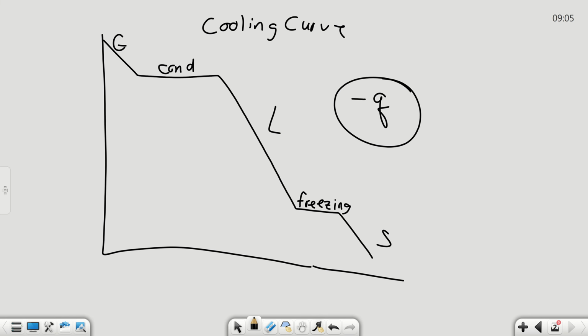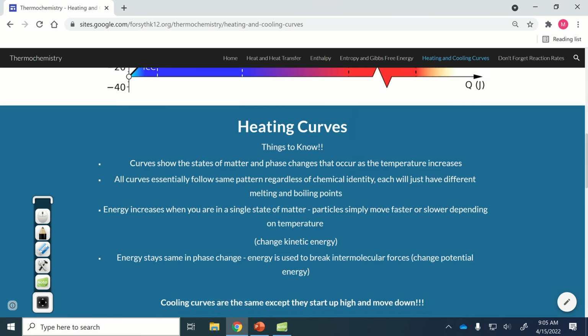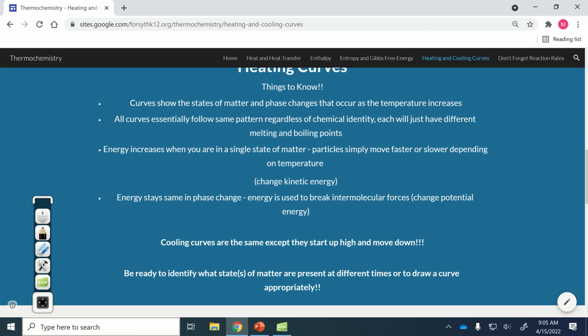Okay? So that is one of the graphs and kind of hitting the main points here. Again, they show the states of matter and phase changes. All the curves essentially follow the same pattern regardless of the chemical identity. They'll just be different melting and boiling points. There are substances like carbon dioxide where the liquid section is going to be very small. All right? The difference between where the object melts and where it boils is going to be very small, which is why dry ice sublimates so quickly.